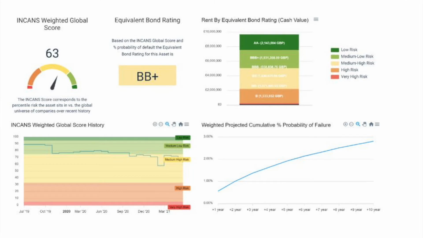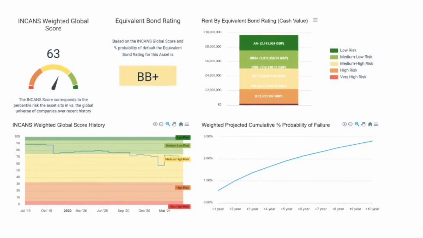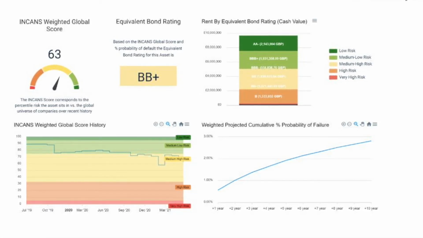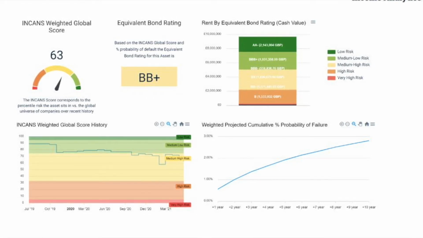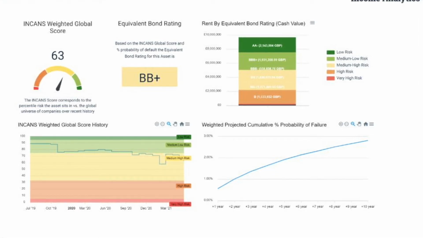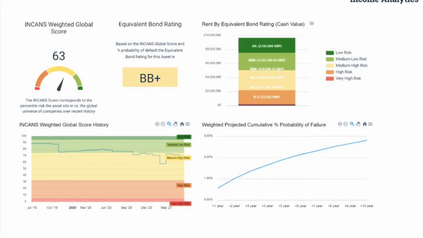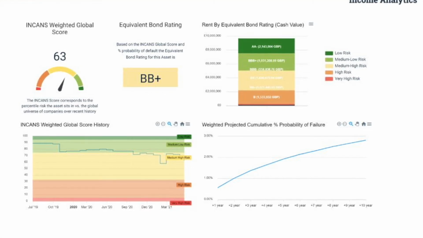What we then do is we go into a piece of data, which is the failure scorecard. And all of this, if you remember, is quantitative data. So this is the actual outcomes of companies that fail. We take the 1 year probability of default and apply it into the Standard & Poor's model to create an equivalent or synthetic bond rating. So when I take the risk score on this asset, which is combined from all the tenants, which we'll look at in a minute, it gives me an equivalent bond rating of BB+.